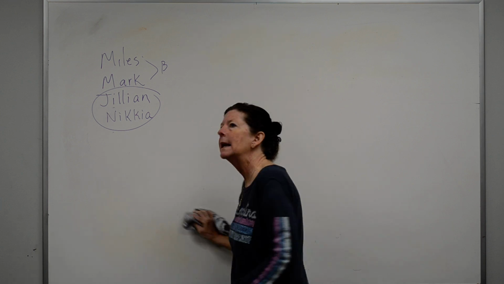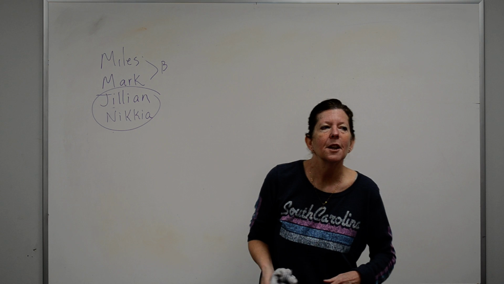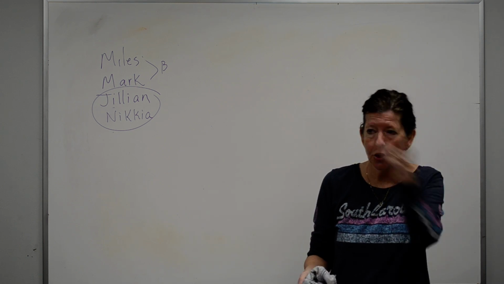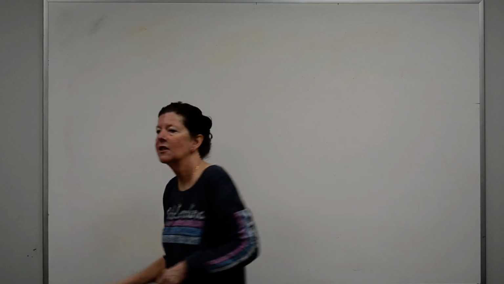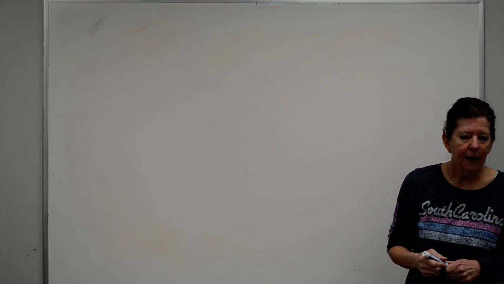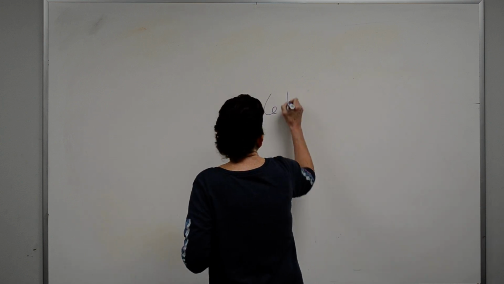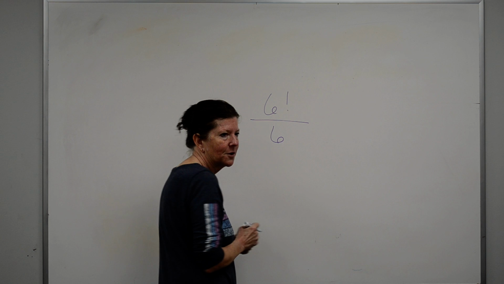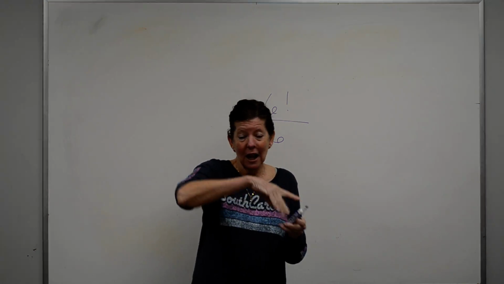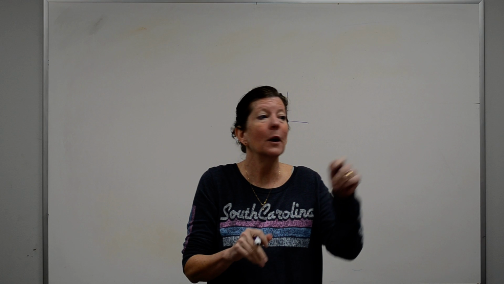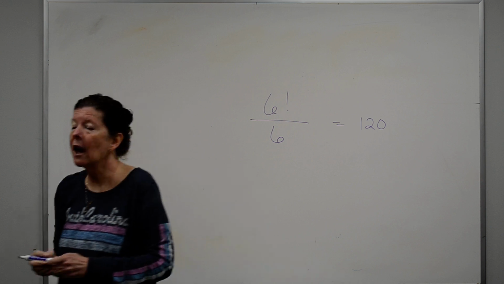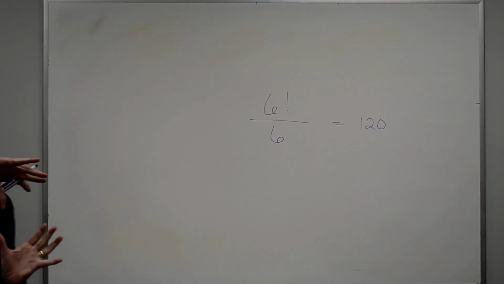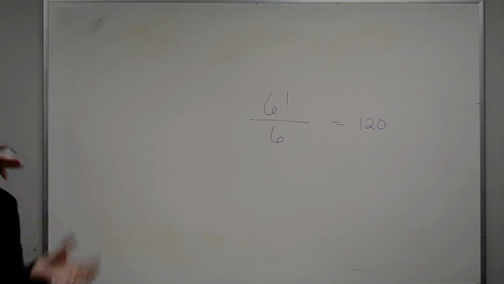If I said, how many ways can 6 students be seated at a circular table? It's 6 factorial over 6, because it doesn't matter where I put them. 120. Okay, what is it? 120, because it's 5 factorial. They can sit in 120 different arrangements, because I could, if you will, rotate the table.